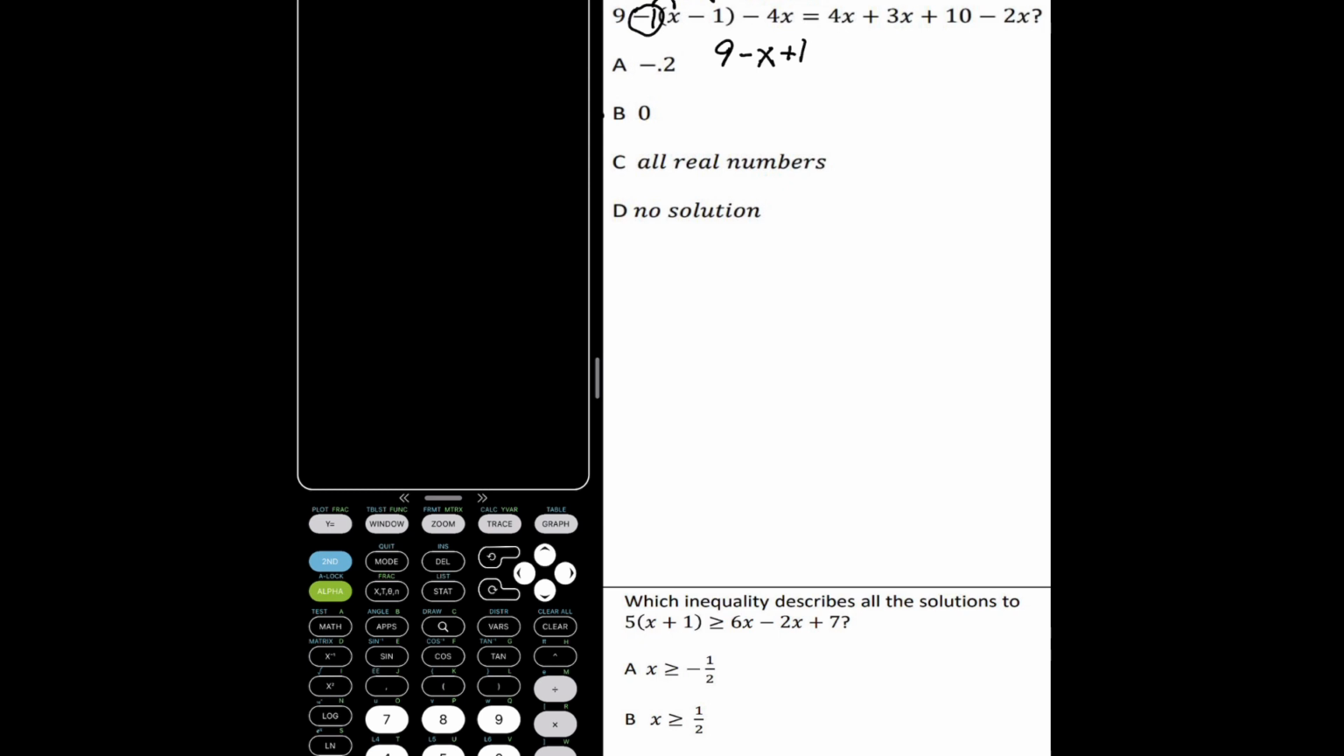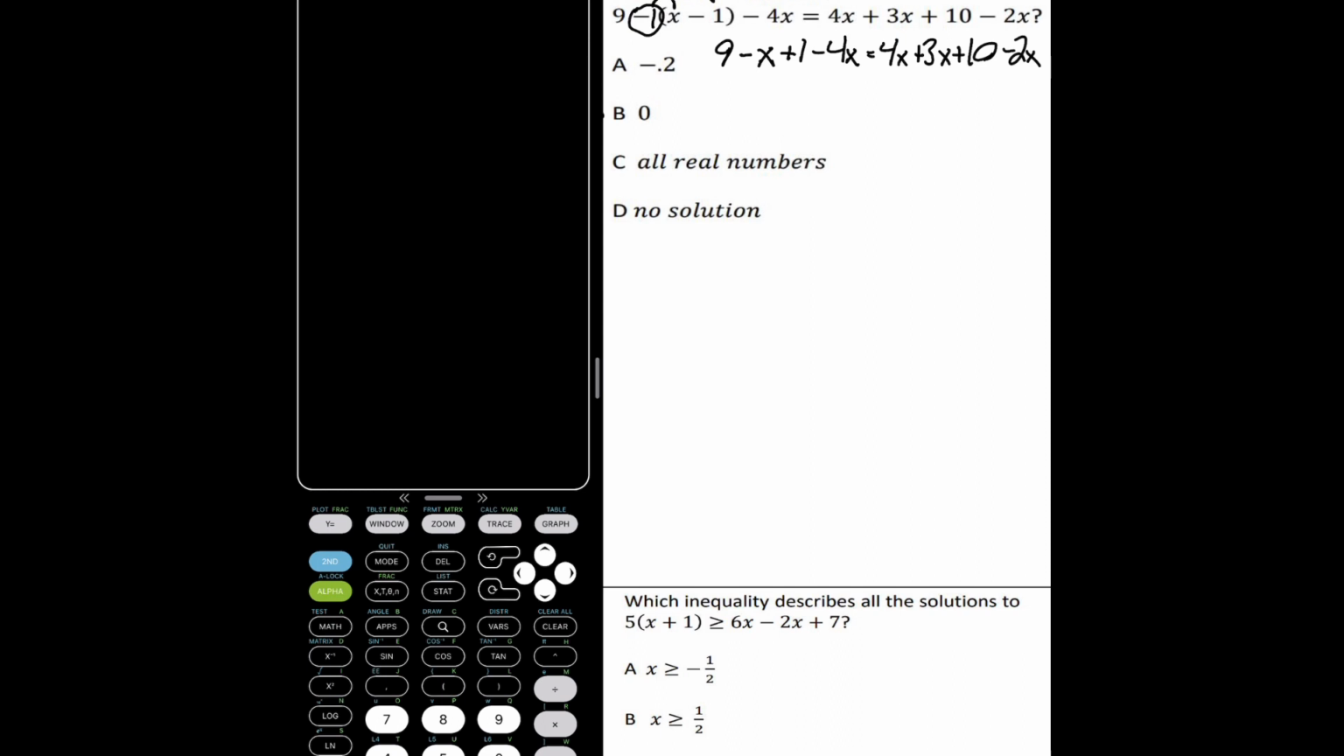Everything else now is just going to drop down. I'm not going to do any math or combining or anything else. I'm just dropping everything else down. So minus 4x equals 4x plus 3x plus 10 minus 2x.